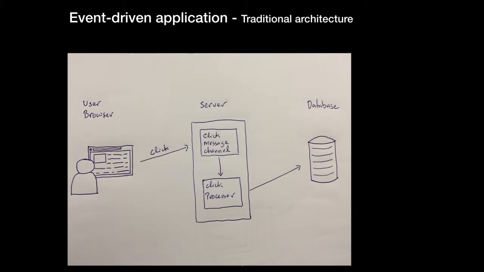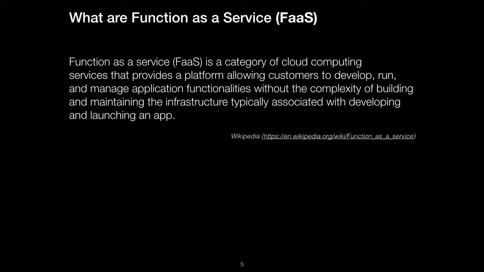And this is an event-driven application in a traditional architecture. Imagine this server part can be an EC2 instance in the cloud, but still it's kind of a traditional architecture. In this case, the user will click something in the browser, it will go through the message channel, process something, and update the database. Pretty much traditional. So, introducing functions as a service.